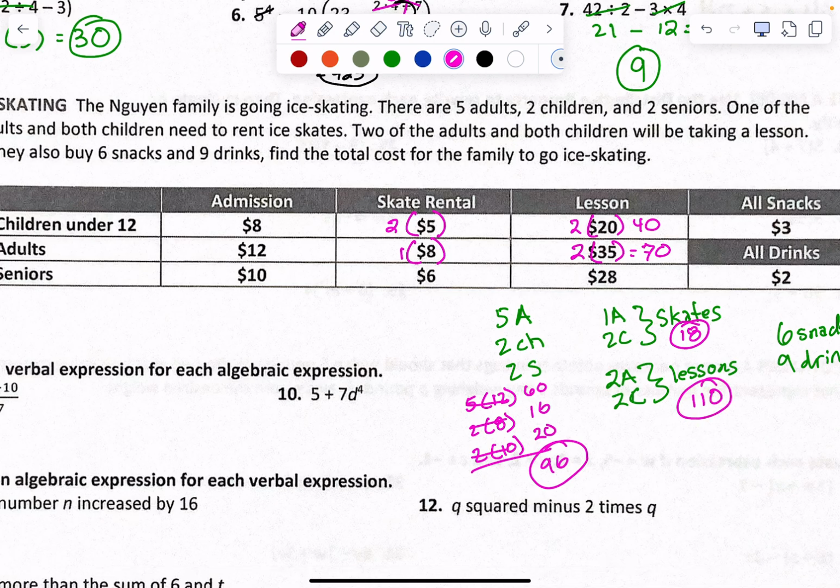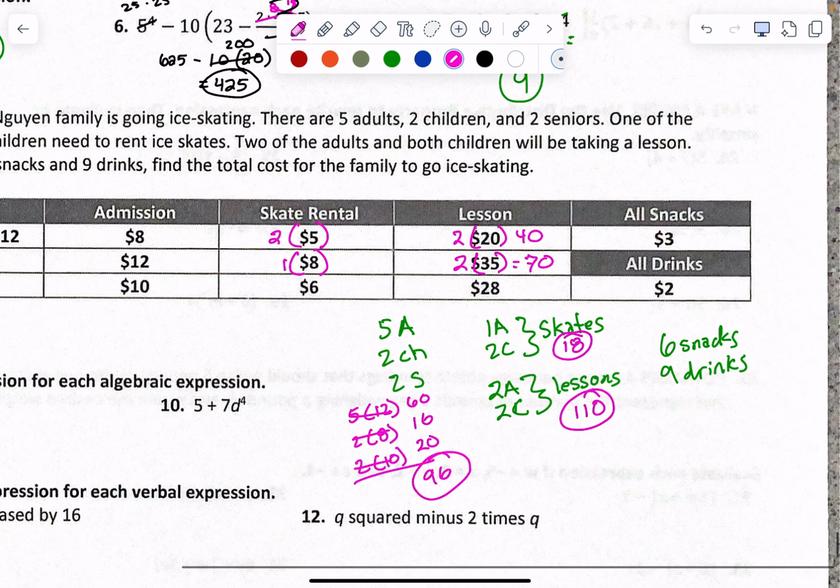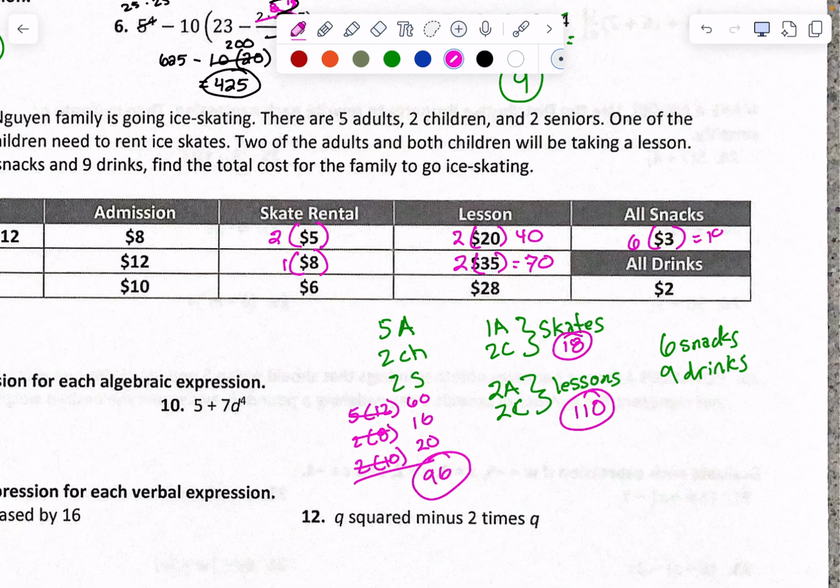We're going kind of fast. Are we doing okay? And 6 snacks and 9 drinks. So 6 times 3 is 18. 9 times 2 is 18. And that is 36.